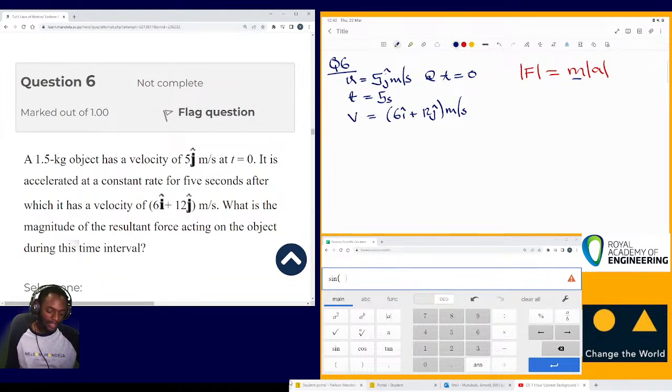So we can see that we have been given the initial velocity, the final velocity, and the time, which means that these three quantities can help us find this quantity. And when we find acceleration, we can then find the force.